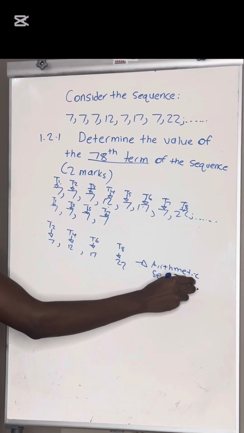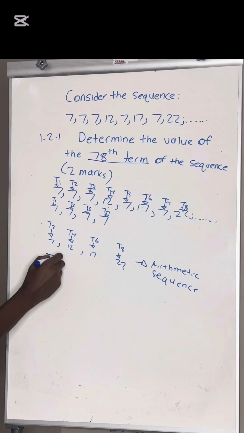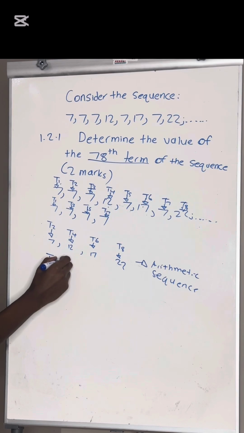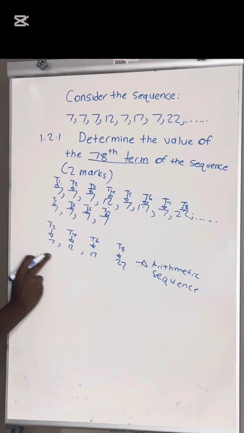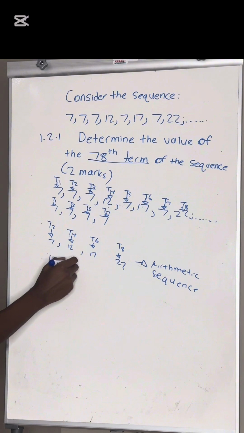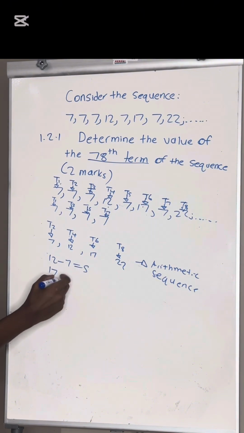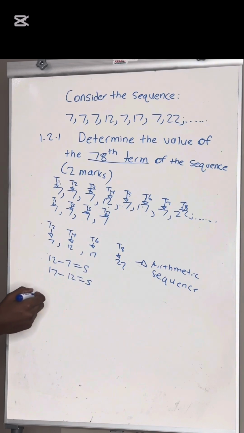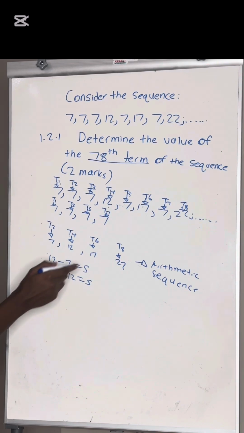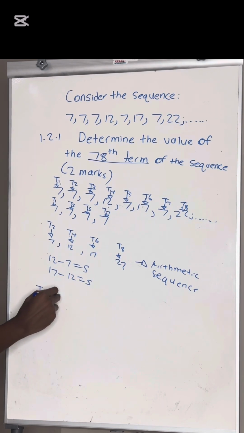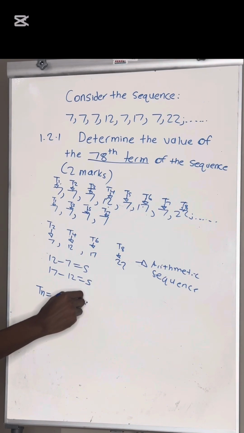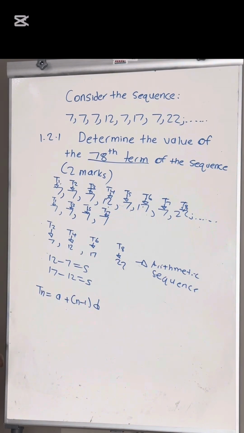Because they actually have a common difference. When you take term 2, the second term, which is 12, and subtract 7, you get 5. When you take 17 and subtract 12, you also get 5. So this actually forms an arithmetic sequence. And the arithmetic sequence says Tn is equal to a plus (n minus 1) times d. So we're getting closer to the answer.